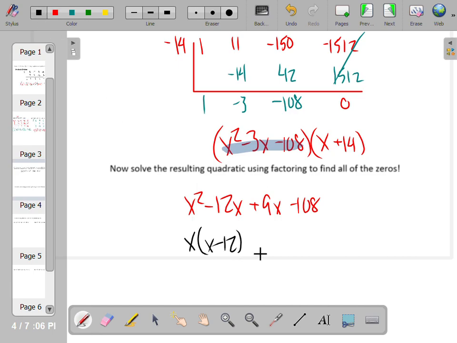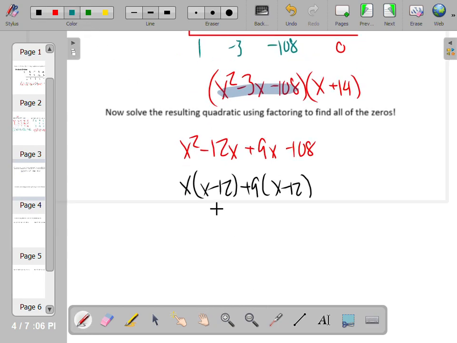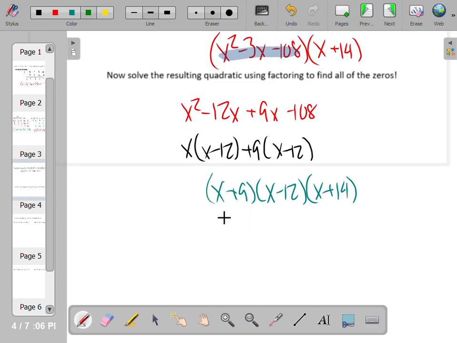x times (x minus 12) plus 9 times (x minus 12). And now I have factors of x plus 9, x minus 12, and my third factor, since negative 14 was a 0, I also know x plus 14 is a factor. Now I'm going to figure out when they equal 0. This equals 0 at negative 9, this equals 0 at positive 12, and this equals 0 at negative 14.